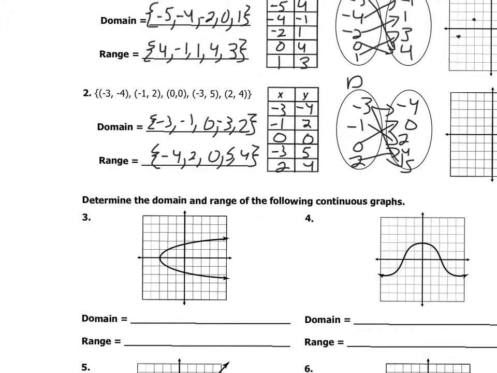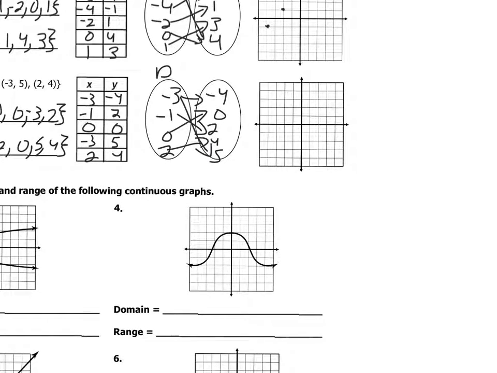Then graphing it on the coordinate plane, we would have -3, -4, which would be right here. Then we would have -1, 2, which would be right here. Origin 0, 0. And we have -3, 5, which would be right here. And then we'd have 2, 4, which would be right here.